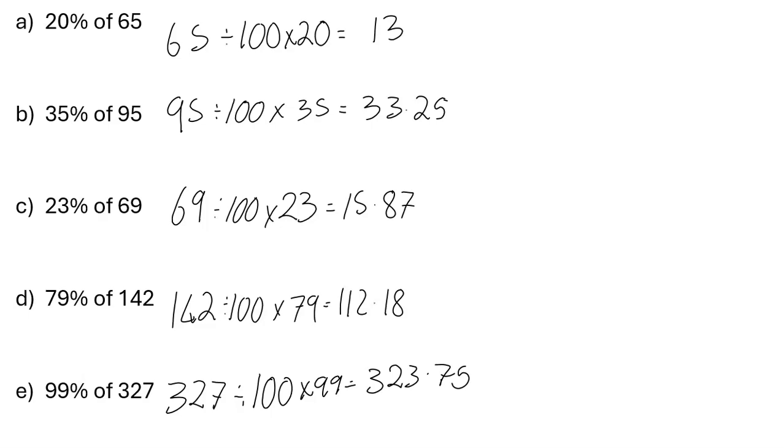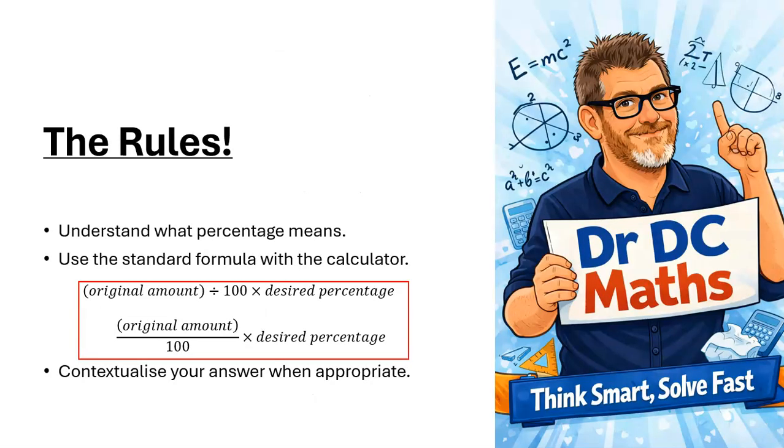So what are the rules for this one then? Well, the rules are quite simple. We had to understand what a percentage meant to begin with, dividing it into 100 equal parts, i.e. per 100, that was fairly straightforward. And once we got our head around that, we were then able to come up with a standard formula we can use with a calculator. There's the two ways again that I said we could write it. Original amount divided by 100 times the desired percentage, or express original amount over 100 as a fraction, multiply your answer by the desired percentage. Either way will give you the same one.